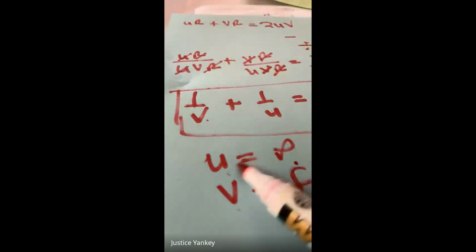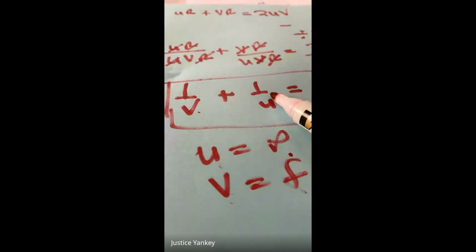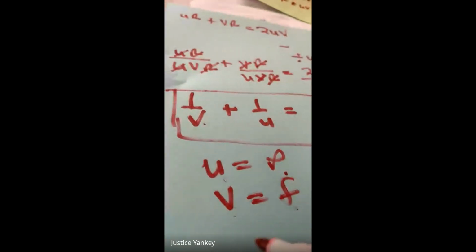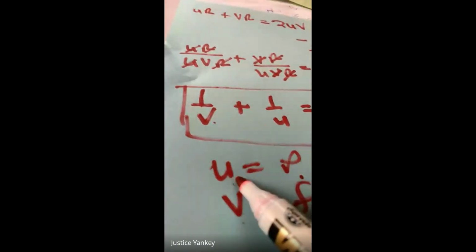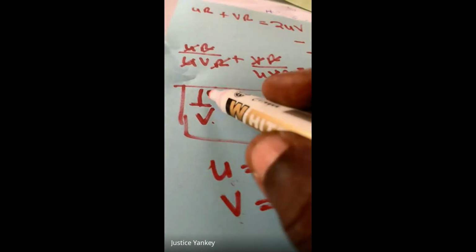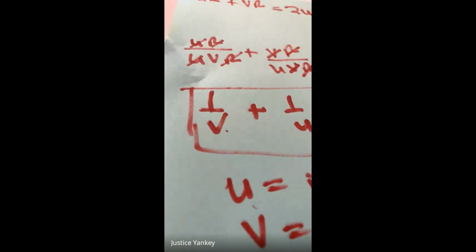We substitute this into the equation that we have got. When U is infinity, V will be F. So here is going to be 1 over F for the 1 over V, plus 1 over infinity equals 2 over R.